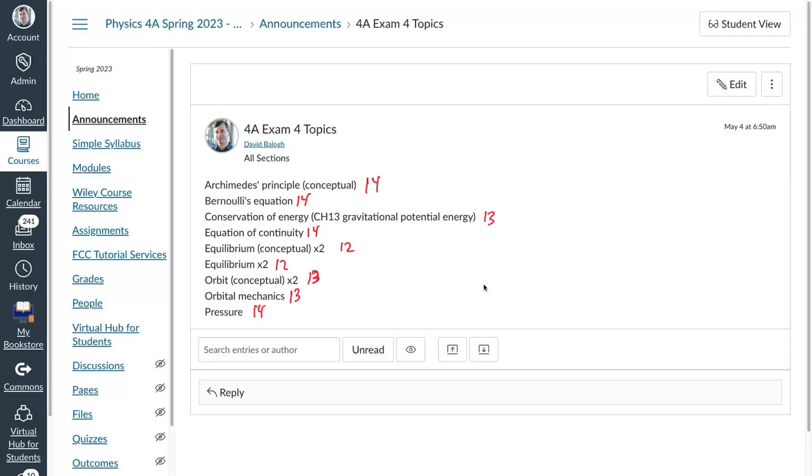Bernoulli's equation, straight up. We've been doing that. And if you don't know what the answer is, guess square root of 2gh. Probably. And then the equation of continuity. You know what happens when a fluid goes through a narrower place, or goes into a place where it gets bigger: speeds up, slows down, that kind of stuff. So that's the general overview.